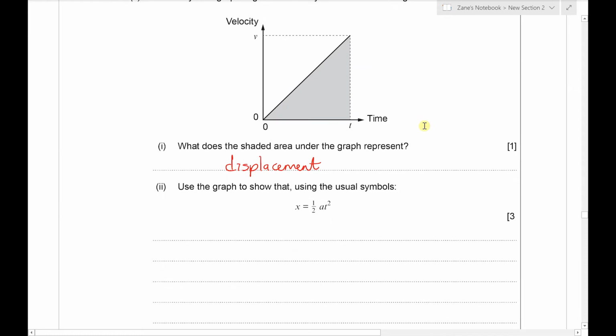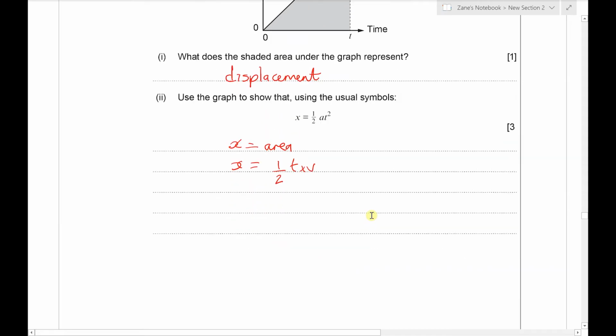Next we're asked to show, using the graph and the usual symbols, that x equals a half at squared. Well, x is the displacement anyway, so x is the area under the line. The area under the line is simply a triangle, and the area of a triangle is half base times height. So it's half of t for the base times v for the height.